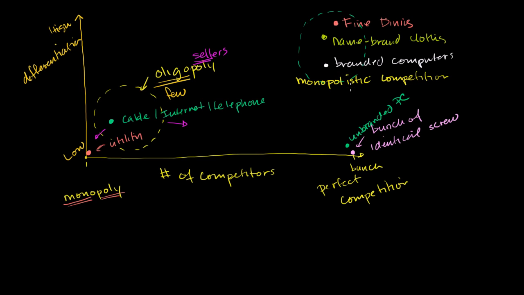And the best giveaway between a monopolistic competitor and perfect competition is that there is some differentiation with the products over here. There is maybe some branding here. There's maybe some quality difference between the products.